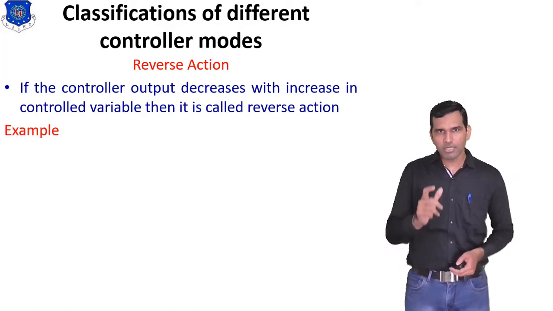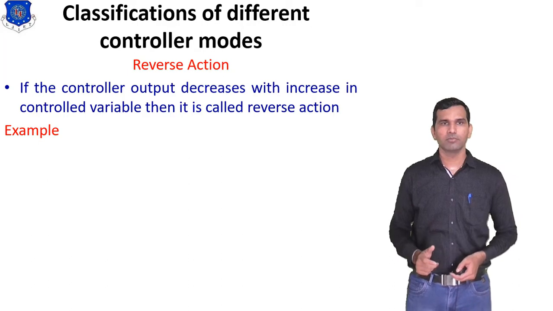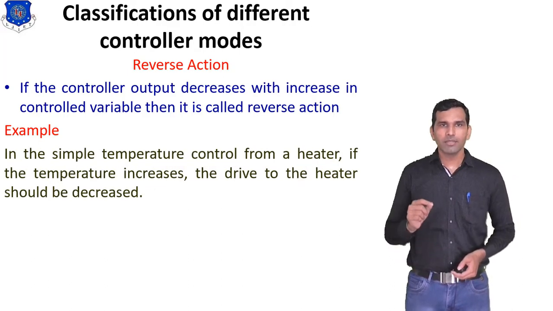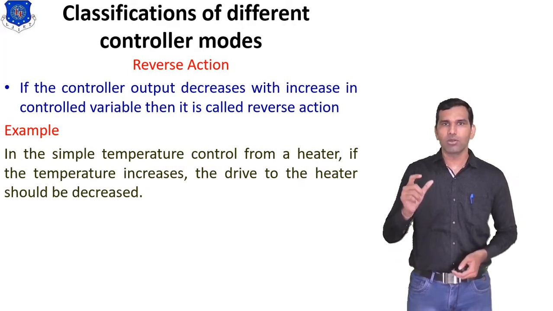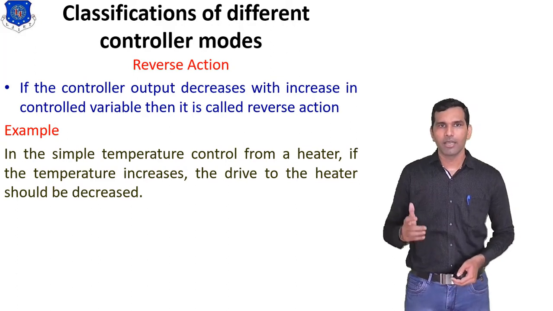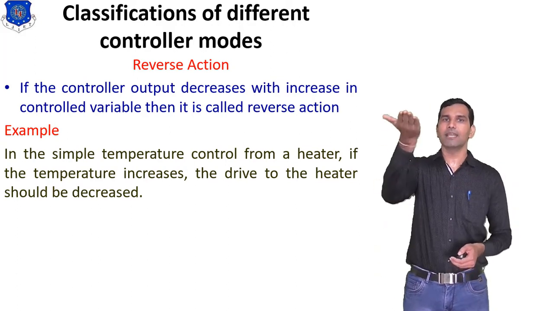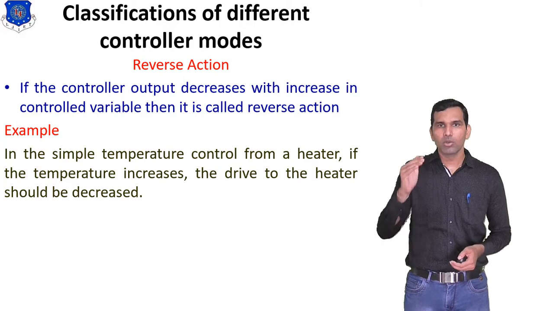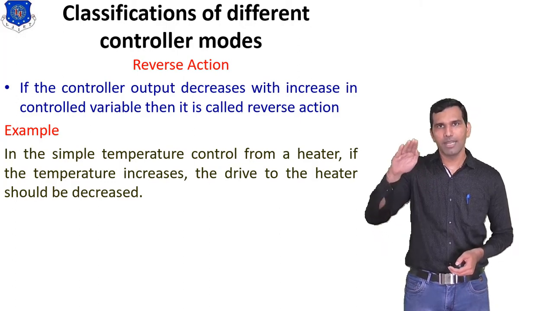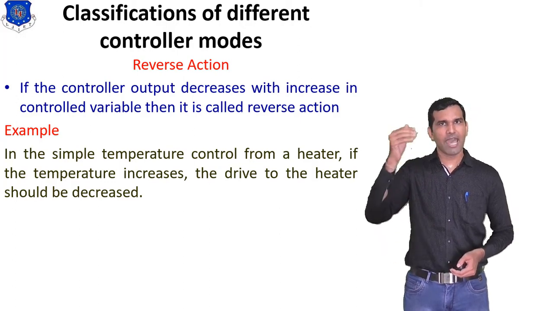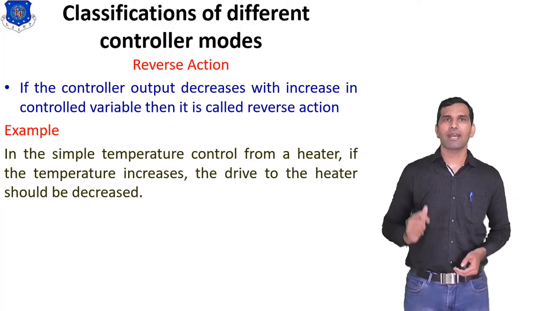Now we understand with the help of one example. In a simple temperature control of a heater, if the temperature increases, the drive to the heater should be decreased. So this is the example of reverse action.